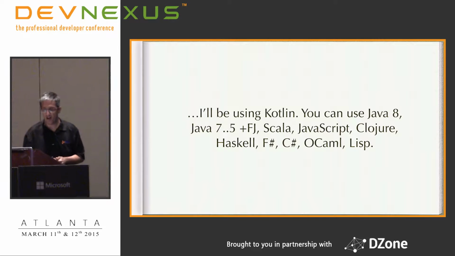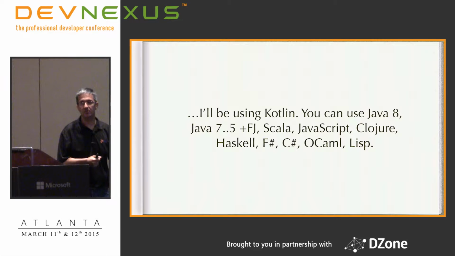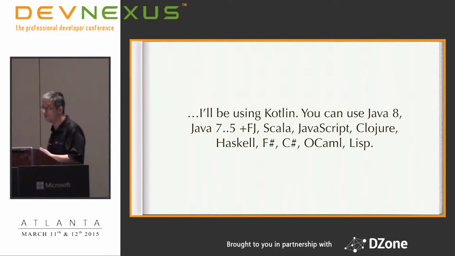You can use Scala, JavaScript, Clojure, Haskell, F#, C#, OCaml, Lisp. Is there any language there that I have mentioned or I have not mentioned that somebody uses? Go. Okay. You can use Go. Well, I guess, I don't know. I'm not too familiar with how. Does Go have higher order functions? There you go. You can use Go.